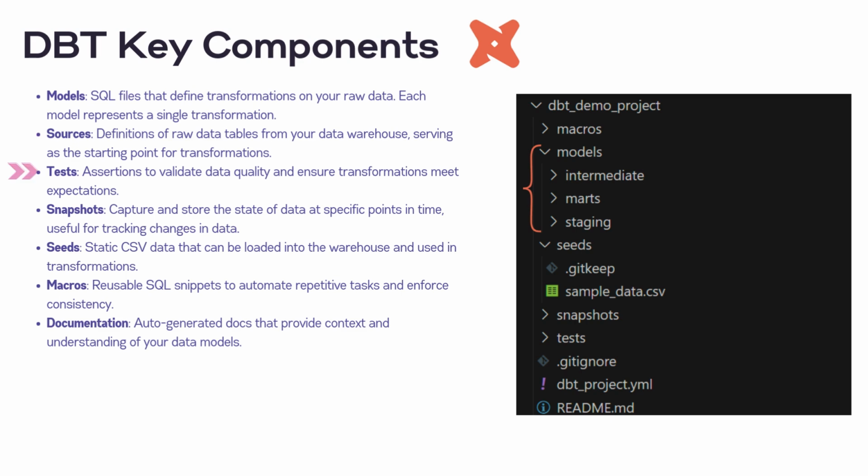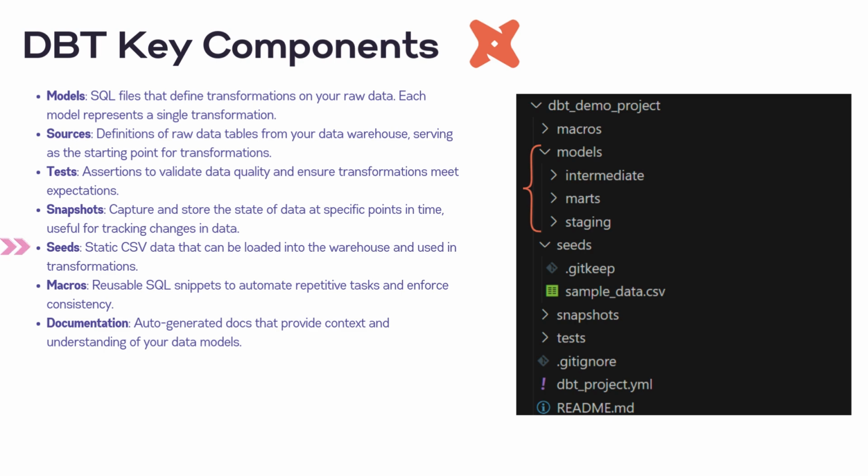3. Tests. Data quality is critical. Tests in DBT are assertions that validate whether your data meets expectations. They ensure your transformations don't introduce errors and that your data remains reliable. 4. Snapshots. Snapshots let you capture and store the state of your data at specific points in time. They're perfect for tracking historical changes, like when you want to see how a customer's profile has evolved over time.